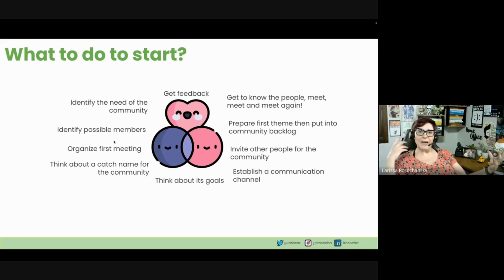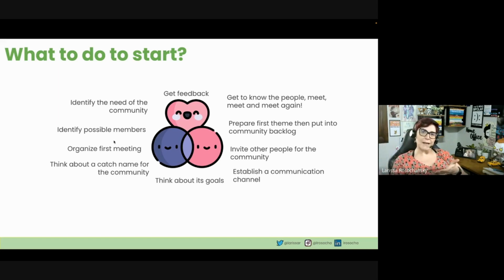Then identify who the possible members of the community will be. Would it be only QAs, or architects, or developers, or some leaders, or scrum masters who will be part of this chapter? Organize the first meeting. You will need to organize this first meeting and call people to be part of this.